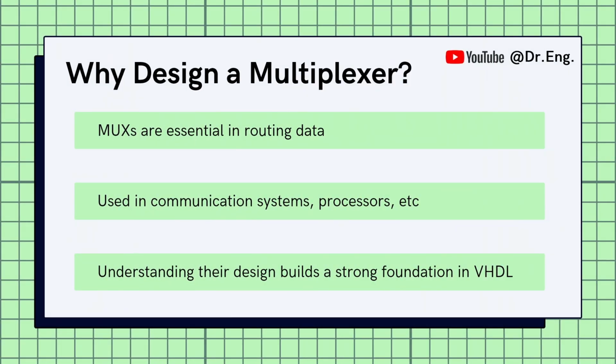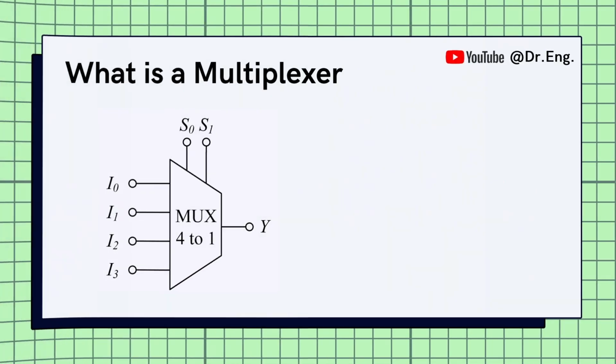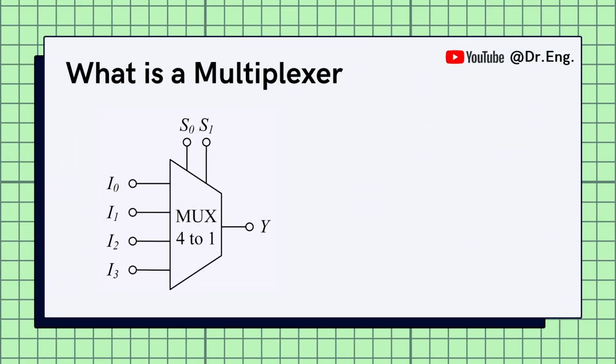Multiplexers are everywhere in digital circuits. They are crucial in situations where we need to control data flow, such as selecting between different data buses in a CPU, or switching between multiple data sources in communication systems. By learning how to design a multiplexer, you'll gain an important skill for digital circuit design. In today's lesson, we'll focus on designing a 4-to-1 multiplexer using VHDL.